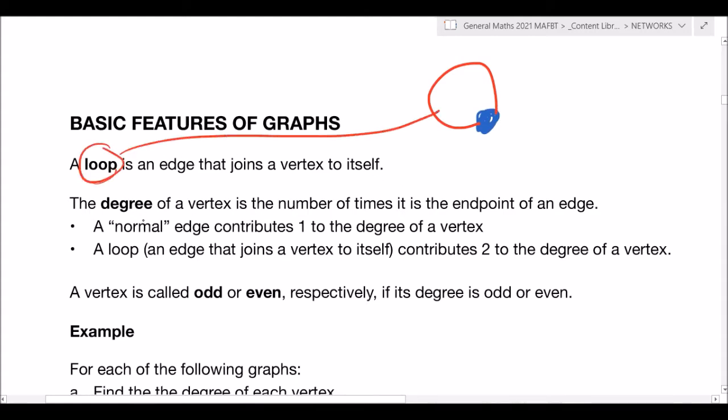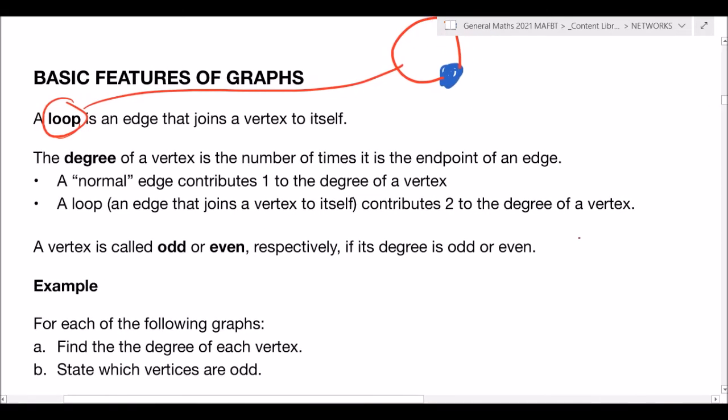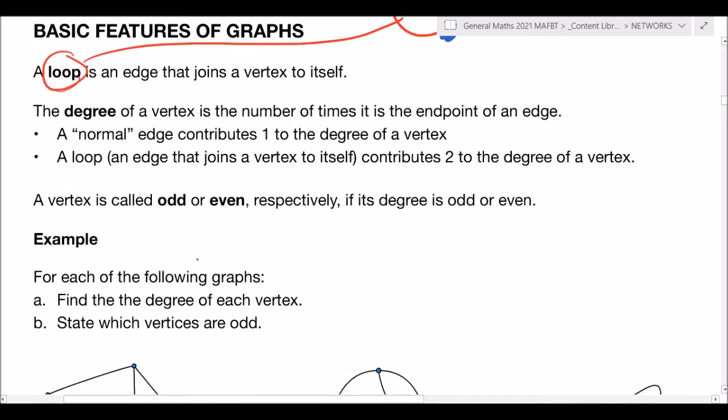The degree of a vertex is the number of times it is the endpoint of an edge. Basically, the degree of a vertex is the number of lines that are connected to it. A normal edge contributes 1 degree to a vertex. A loop, which is an edge that joins a vertex to itself, contributes 2 degrees. Complicated, I know, but we will go through what that means in a second. I'm just going to read the rest of this. A vertex is called odd or even, respectively, if its degree is odd or even. So remember, degree refers to how many edges connect to that vertex.